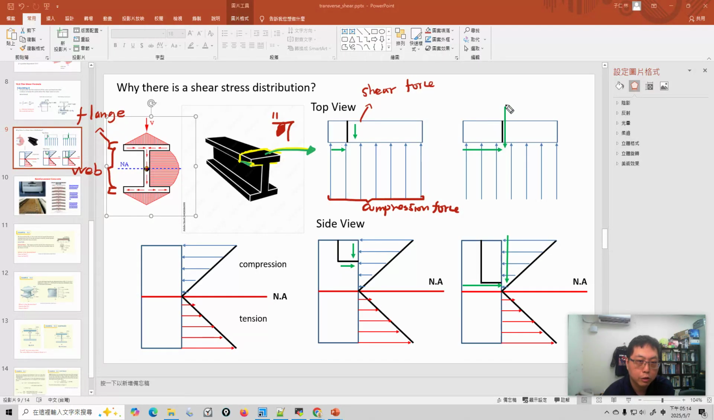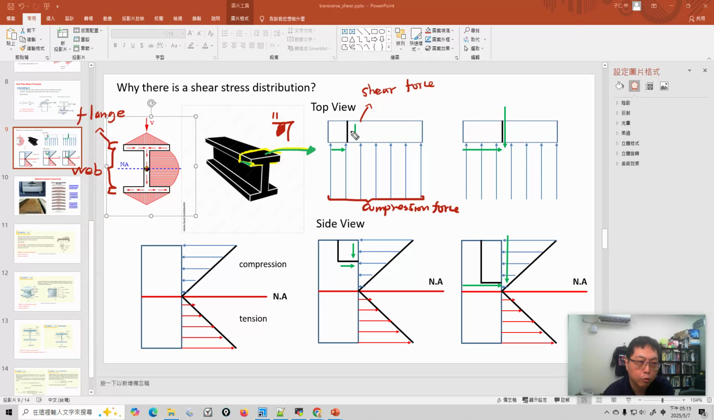So you will see, when we walk from the end to the center, there is more and more compression force from the end to the center of the flange. So the shear force must gradually increase from the end to the center, because it must have a greater shear force or shear stress to resist the compression force. That's why there is a distribution of the shear force at the flange part, because the shear force gradually increases from the end to the center.